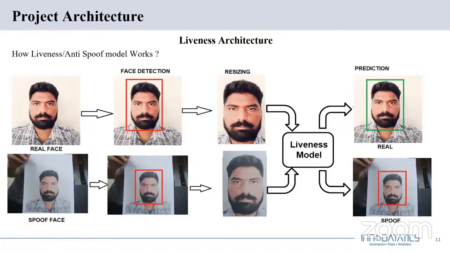Here you can see a typical architecture of a passive liveness model. Faces are first passed through a face detector, where it's resized and fed into the liveness model, which predicts whether the image is genuine or spoof. Next slide.